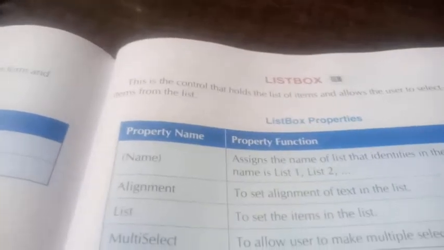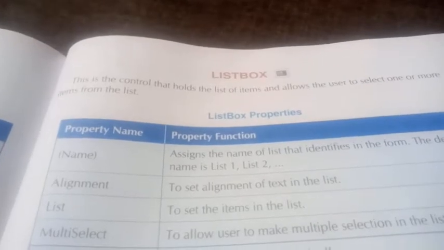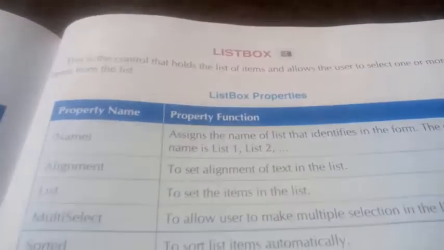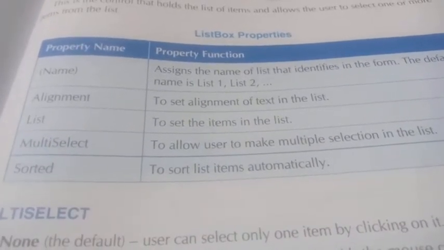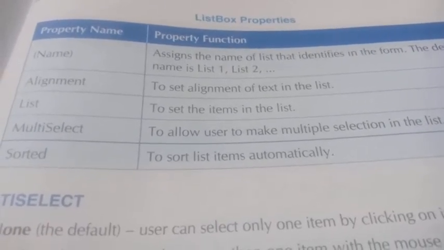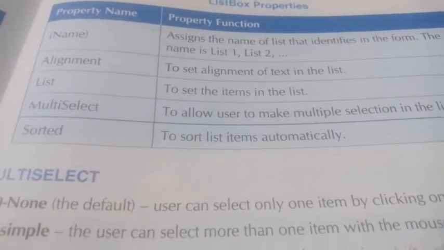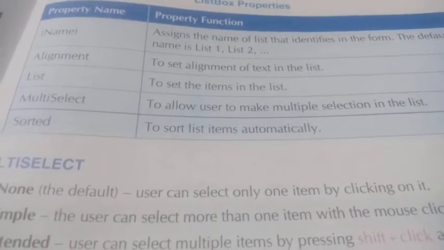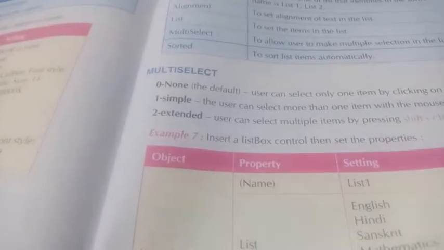And now we will talk about the list box. This is the control that holds a list of items and allows the user to select one or more items from the list. Okay, list box. And these are the properties: name, alignment, sorted, and these three different properties: list, multi select, and sorted. List is for selecting the items in the list, multi select allows the user to make multiple selections in the list, and sorted sorts list items automatically. Okay, so this is the multi select.